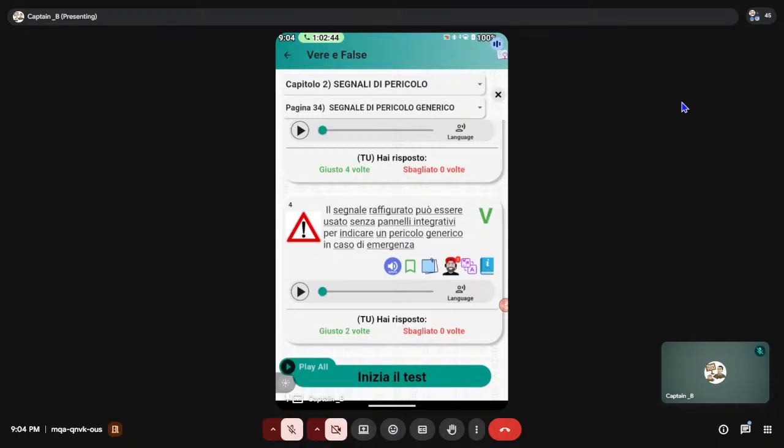So immediately you get to the place where you're supposed to make your U-turn, and you find out that the place is no longer your U-turn, you have to reverse. Then you go reverse. So it's a sign that is telling you in advance that there is a general danger. In case of emergency, it can be used. Yes, and it is true.